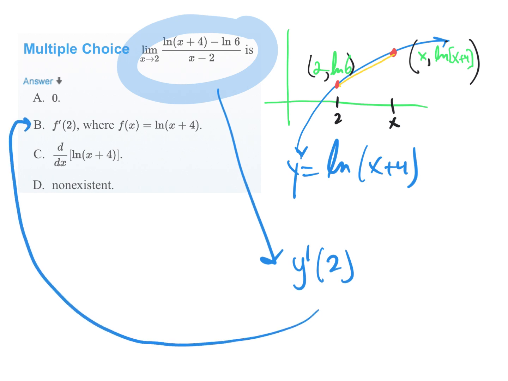which is choice B. And it's y prime of 2 because we're finding the slope, y2 minus y1 over x2 minus x1, for these 2 points. We're finding the slope as x approaches 2. So eventually we have the instantaneous slope right at 2, which is f prime of 2, where our blue curve is the function y equals the natural log of x plus 4.